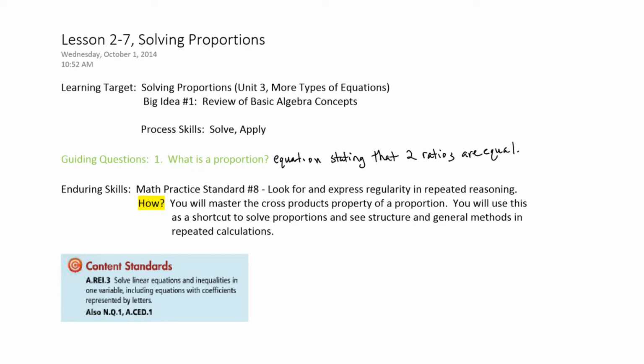Our enduring math skill will be practice standard 8: look for and express regularity in repeated reasoning. And how will we do this? You're going to master the cross products property of a proportion. You will use this as a shortcut to solve proportions, and you'll see structure and general methods in repeated calculations.